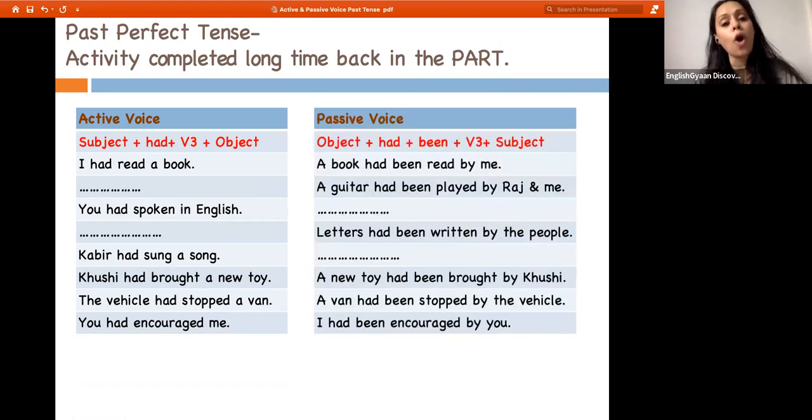In passive, it will be object plus had plus been plus V3. I had read a book. A book had been read by me. You had spoken in English. English had been spoken by you. Khushi had brought a new toy. A new toy had been brought by Khushi.